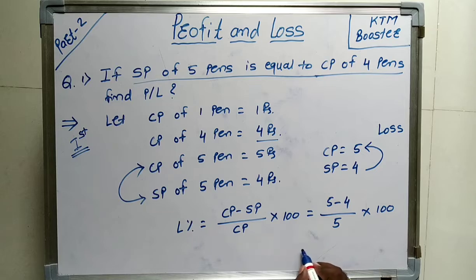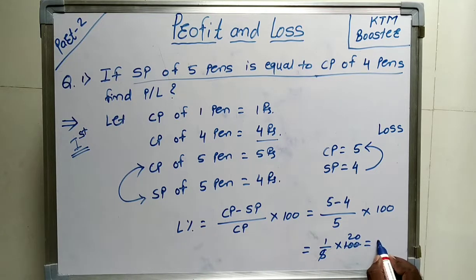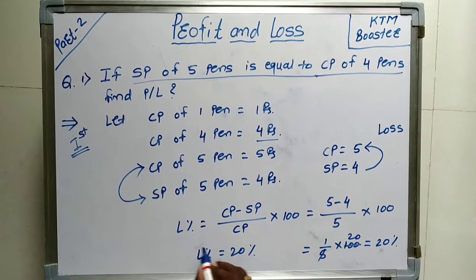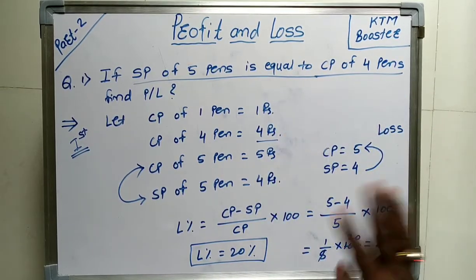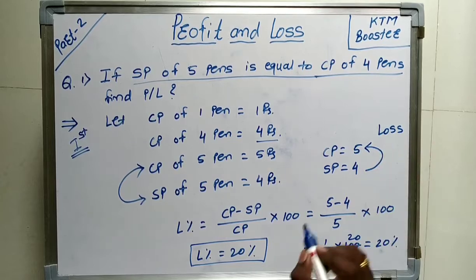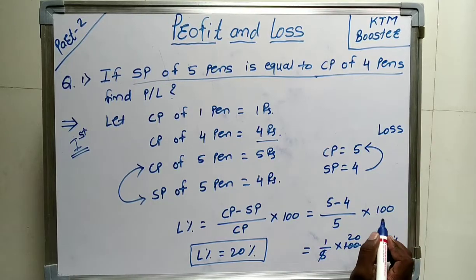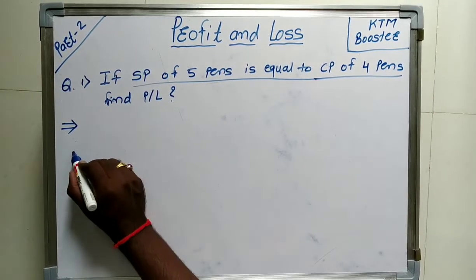So we can write 1 by 5 into 100, which is 20. It will be a 20% loss. So loss percent will be 20%. This will be my answer for this question. Now see the second method to calculate the same question.